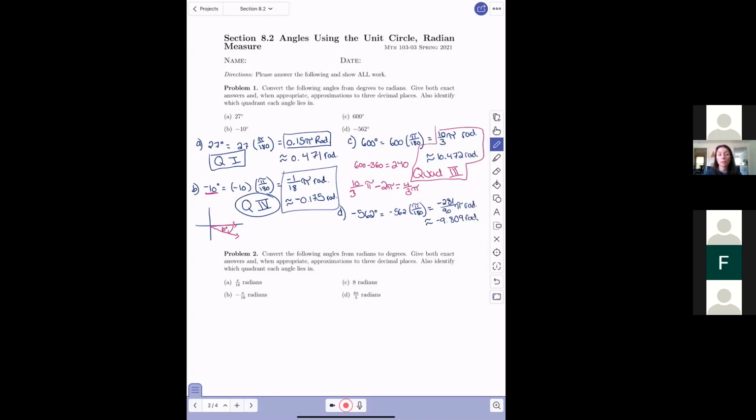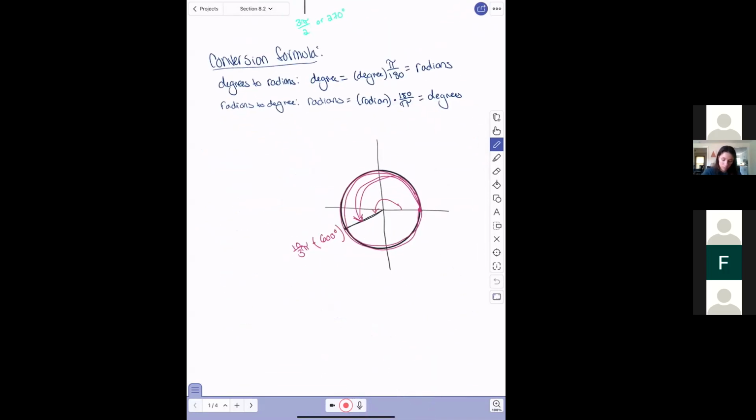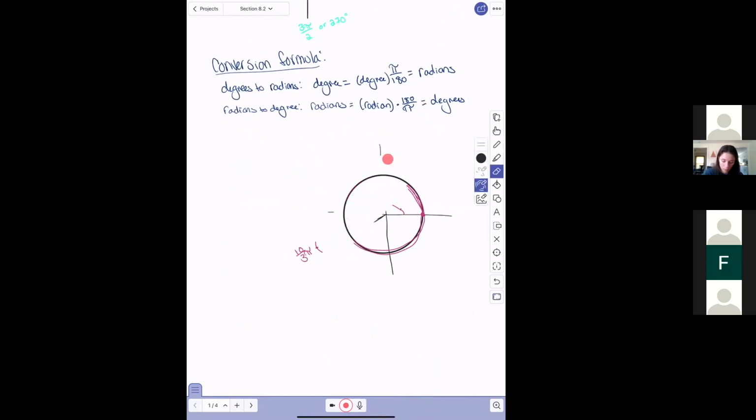Okay, next we have to figure out the quadrant. So if we're at the angle negative 562, instead of subtracting 360, right, the goal is to get between 0 and 360. So instead of subtracting 360, I'm going to add 360 every time. So essentially what's happening in this one, erase this circle. What's happening in this one?